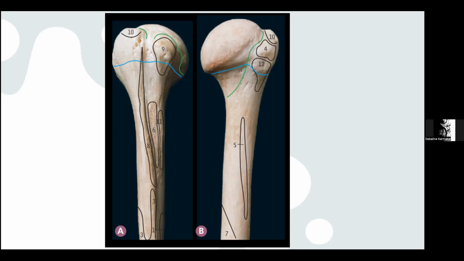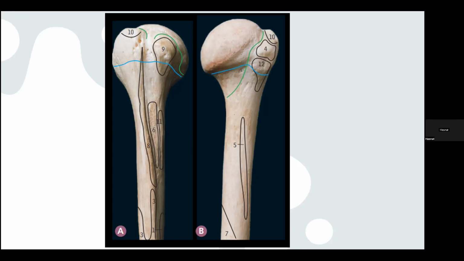Number 9 is subscapularis, and number 10 will be supraspinatus. What about number 10? Supraspinatus, infraspinatus, and teres minor. Absolutely. All right, doctor.